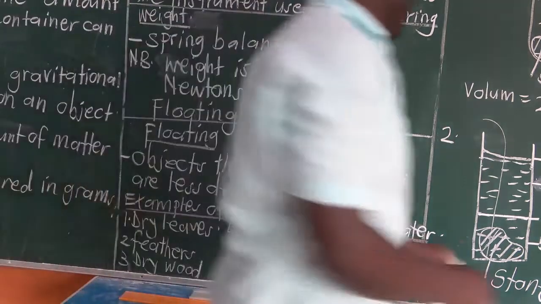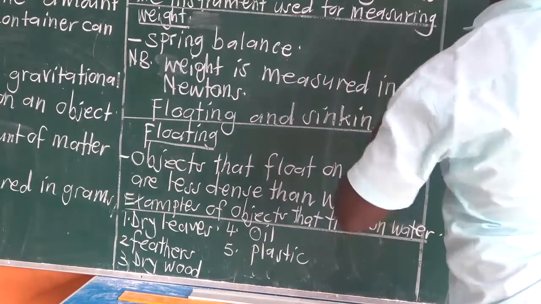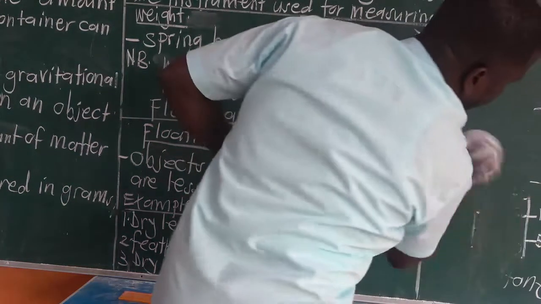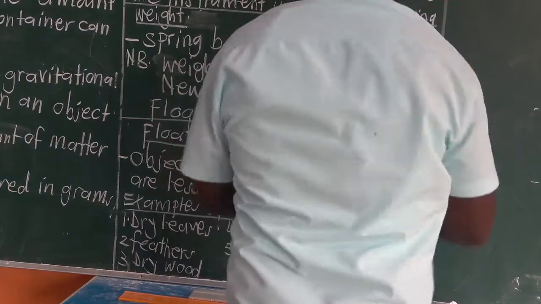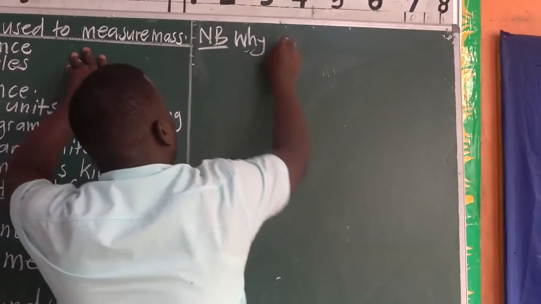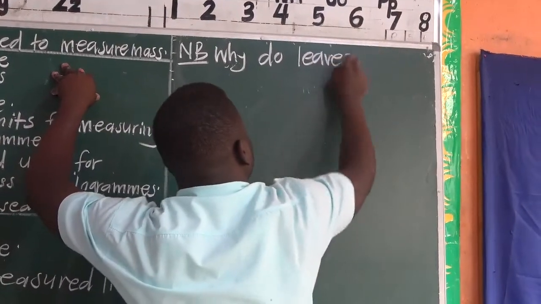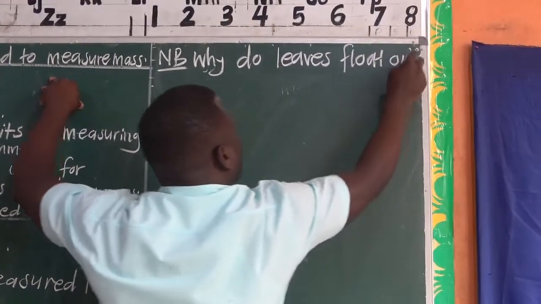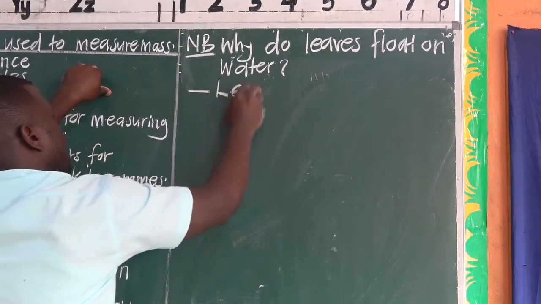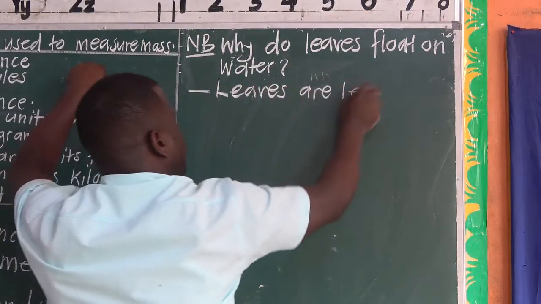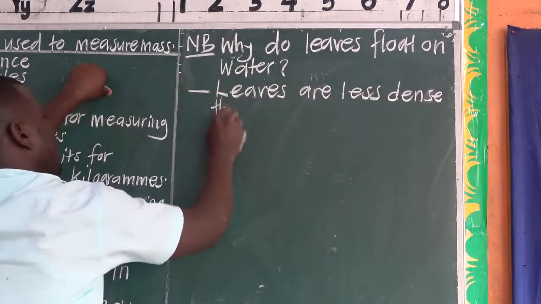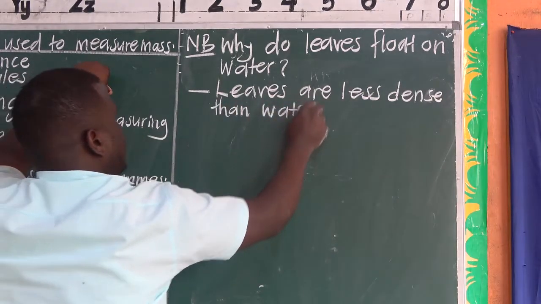Why do they float on water? They float on water because they are less dense than water. Why do leaves float on water? Leaves are less dense than water.